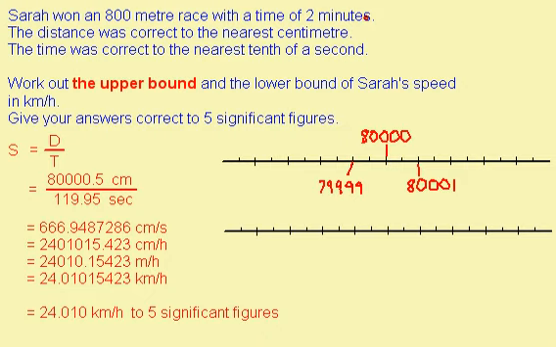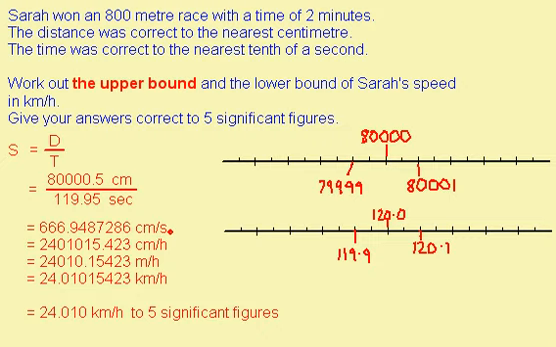I'm given the time as 2 minutes, and this is correct to the nearest tenth of a second. 2 minutes is 120.0 seconds. So this is 120.1 seconds, and this is 119.9 seconds. I need the lower bound, which is going to be here, 119.95. Dividing this on a calculator gives me this answer.